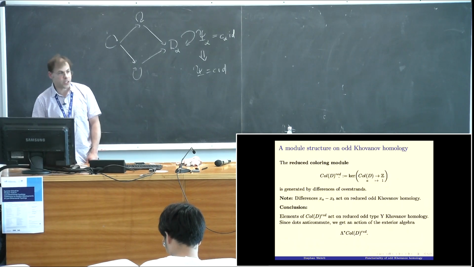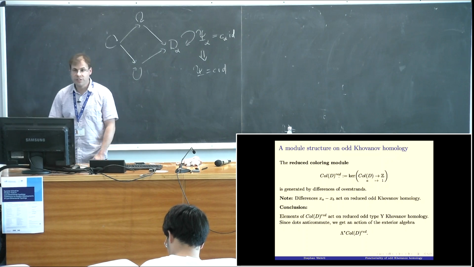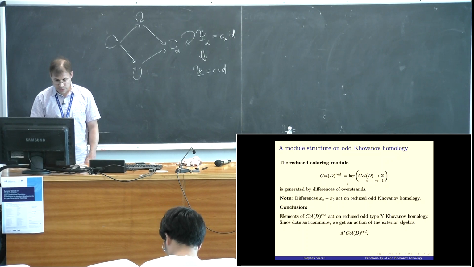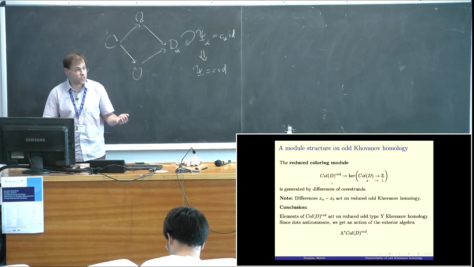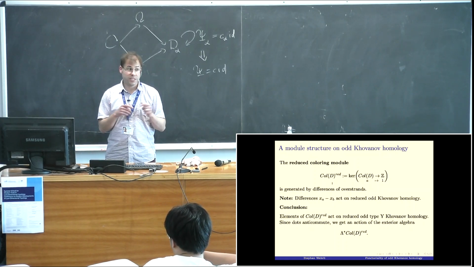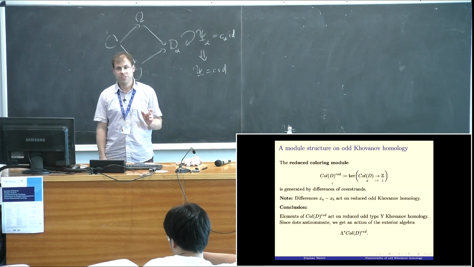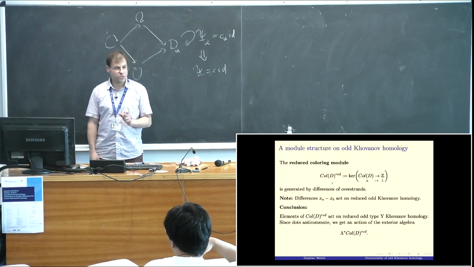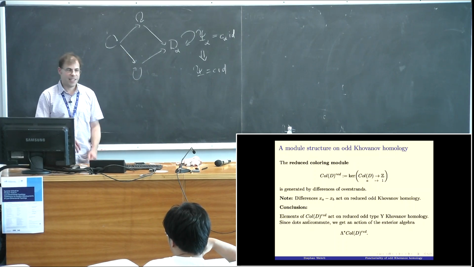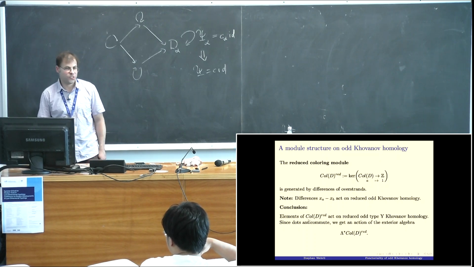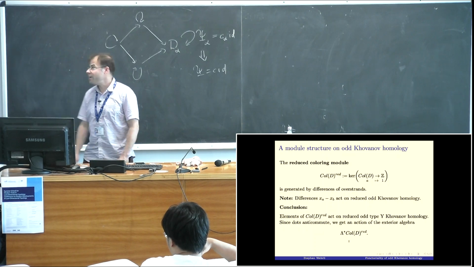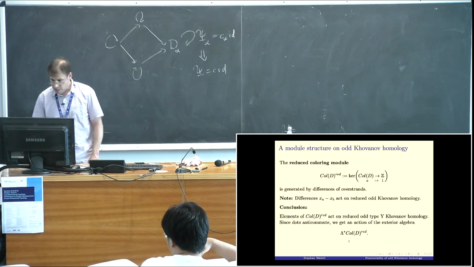Now there's also a reduced coloring module. This is just the kernel of the obvious homomorphism that sends each generator to 1, or equivalently, the reduced coloring module is just generated by differences of generators. But now remember that in the odd setting, the way reduced odd Khovanov homology can be defined is you just take differences of variables. So differences of dot maps act on reduced odd Khovanov homology. And this means that elements of the reduced coloring module act on the reduced type Y odd Khovanov homology. But now dots are odd, so they kind of anti-commute, and this means that we get an action of the entire exterior algebra of the coloring module.